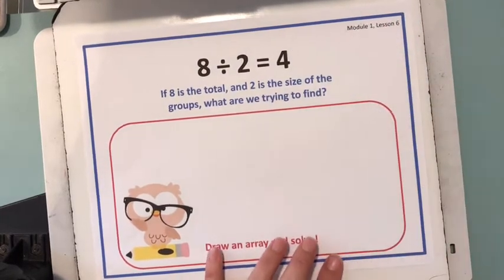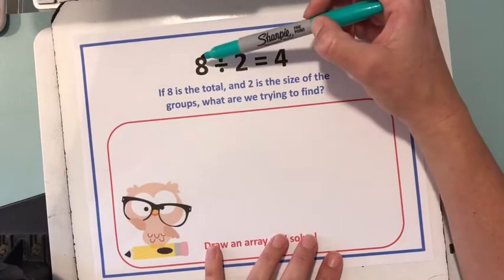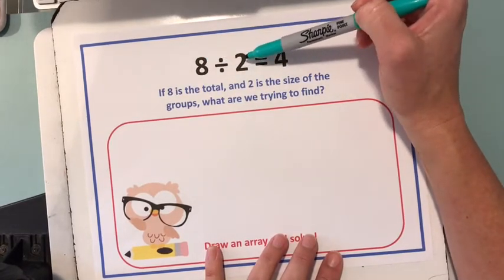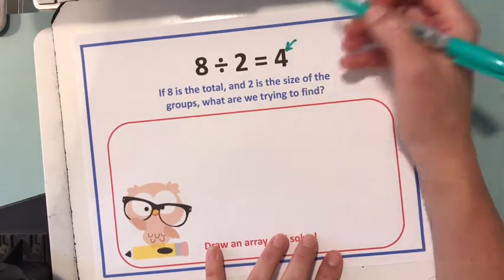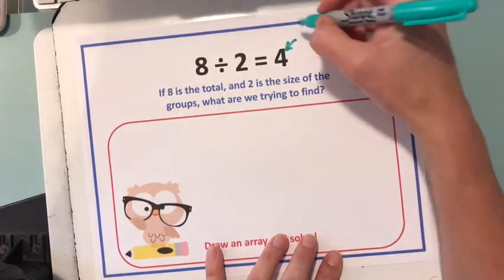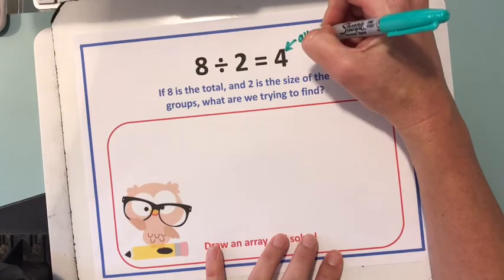Okay, our first one, we have 8 divided by 2 equals 4. And remember, 4, that's our new term. That's what it equals, right? That is also called a quotient.